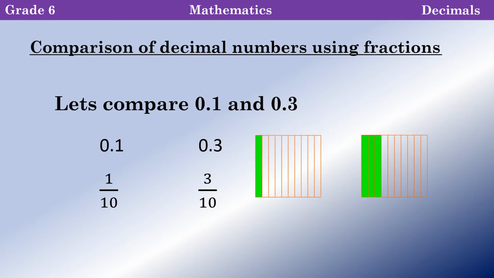If you draw two figures to represent 1 over 10 and 3 over 10, these colored parts represent 1 over 10 and 3 over 10. And we can see that the portion that represents 3 over 10 is bigger than the portion that represents 1 over 10. Therefore, we can say that 1 over 10 is smaller than 3 over 10. That means 0.1 is less than 0.3.